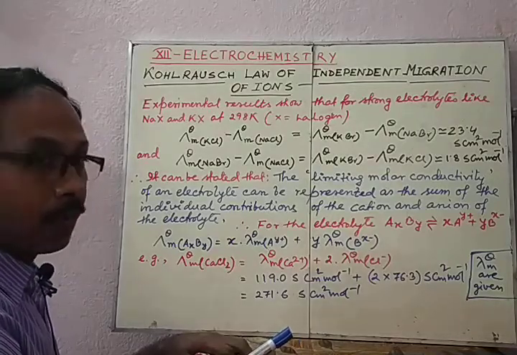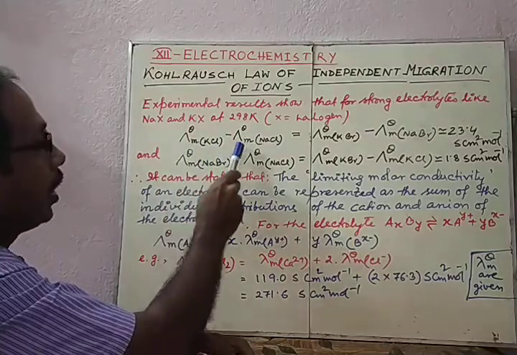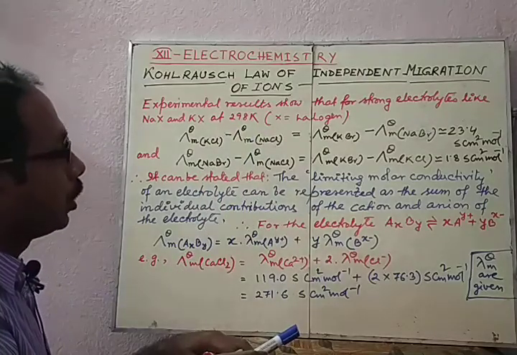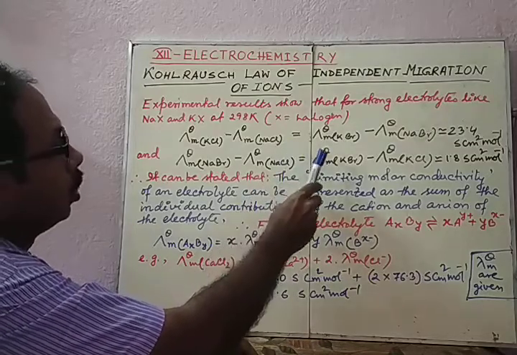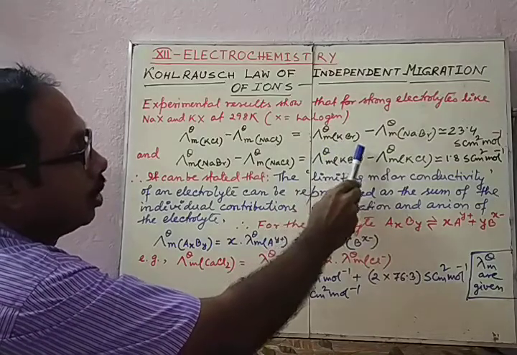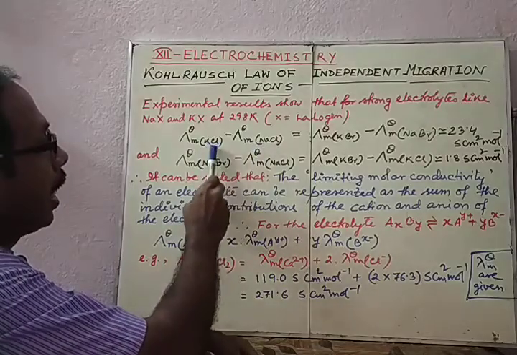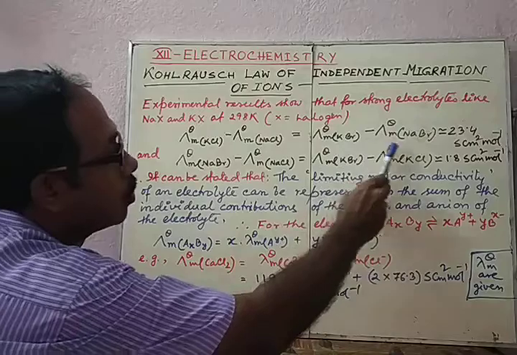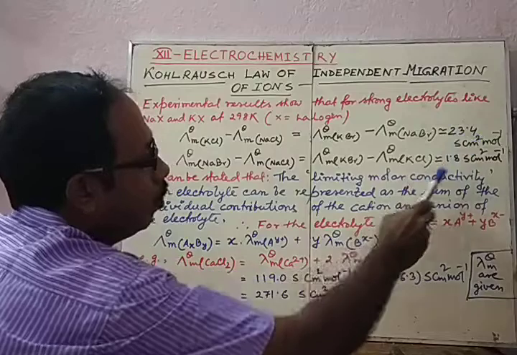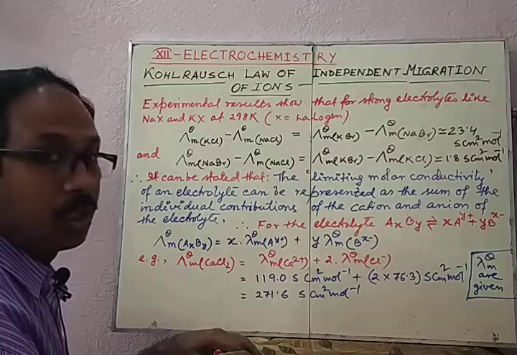a peculiar result is found that the limiting molar conductivity of, say, KCl minus limiting molar conductivity of NaCl at a particular temperature becomes equal to the difference of limiting molar conductivity of KBr and that of NaBr. So you find that here the halide ion is common, here also the halide ion is common. So the difference is found at a particular value, experimentally it is found 23.4 Siemens centimeter square per mole.